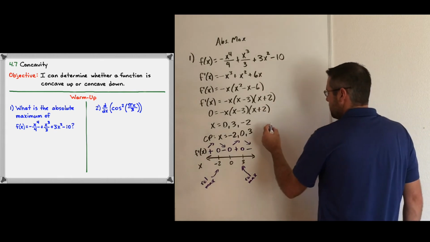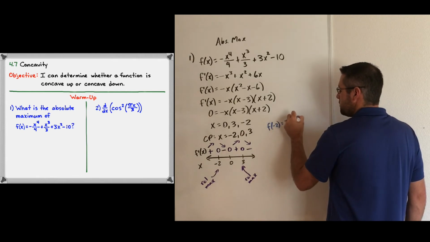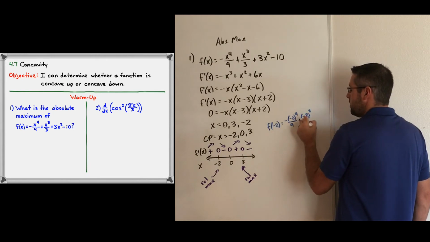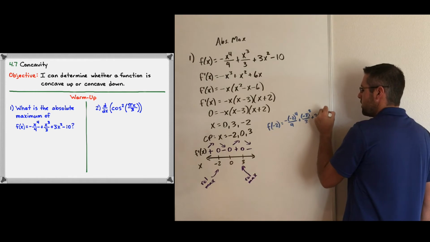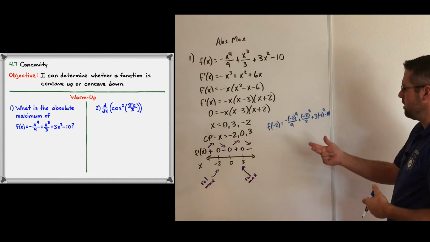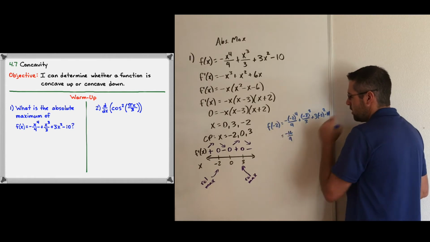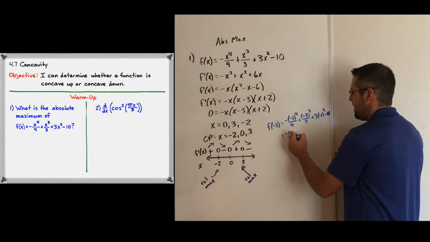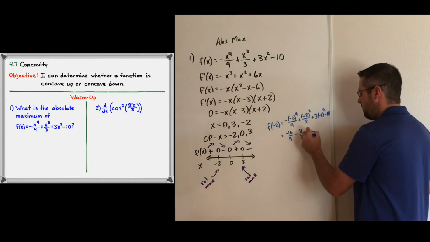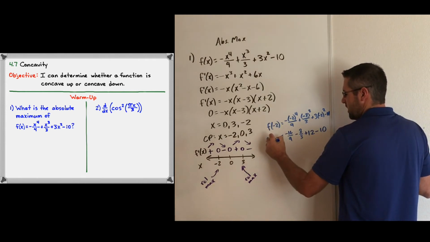So f of negative 2 is going to be negative 2 to the fourth over 4 plus negative 2 to the third over 3 plus 3 times negative 2 squared minus 10. I'm running out of room here. Let's see, 2, 4, 8, 16. So we end up with negative 16 over 4. We end up with negative 8 over 3. And then we end up with 12 minus 10. So whatever that works out to be, I'm just going to call that f of negative 2 for now.